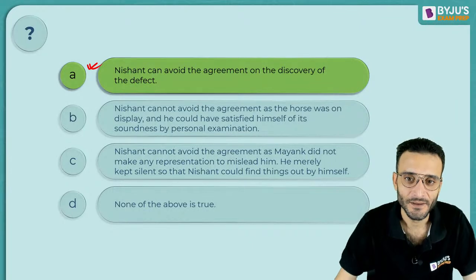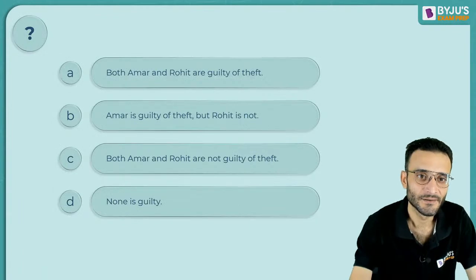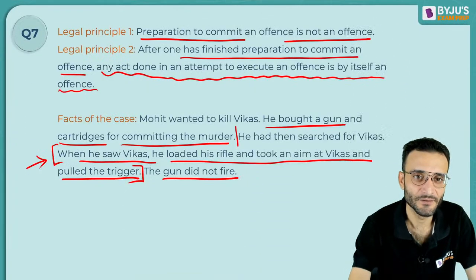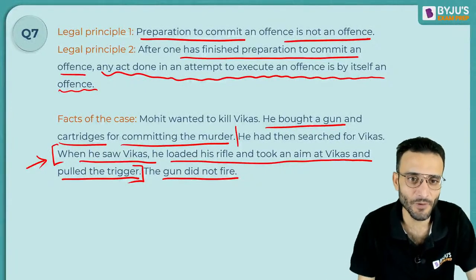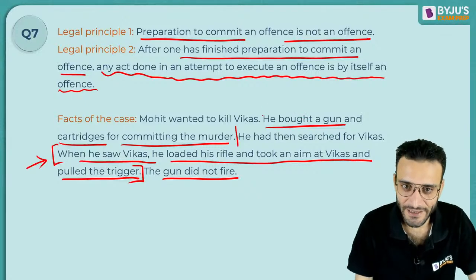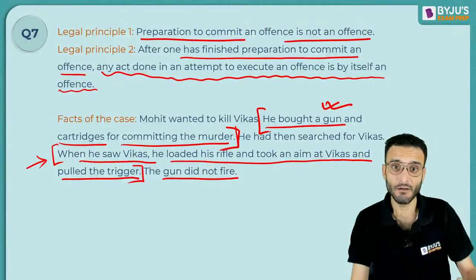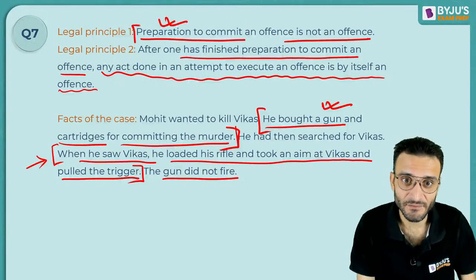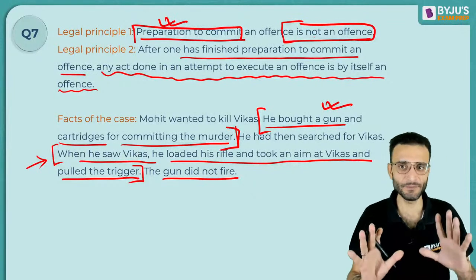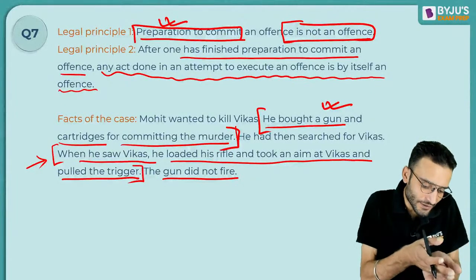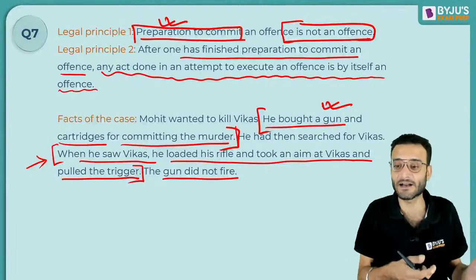Okay. Question number 7. Preparation to commit an offense, it's a very simple one. The moment he bought that gun, see, preparation is not an offense. Preparation is not an offense, right? So the moment you are preparing to kill someone, it is not an offense. You go to the market to buy a gun, it is not an offense.